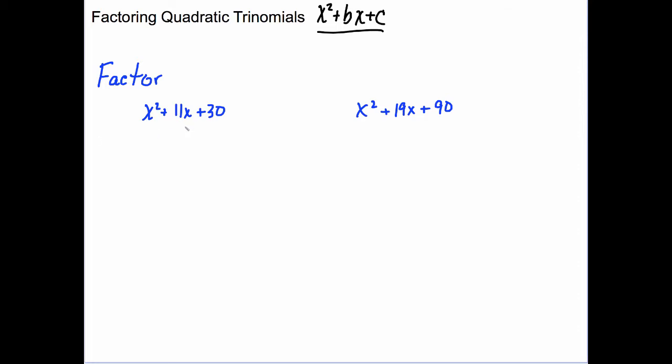Okay, so for the first one, the correct factor pair to use is 6 and 5. 6 times 5 is 30. 6 plus 5 is 11. So this factors into x plus 6 times x plus 5.